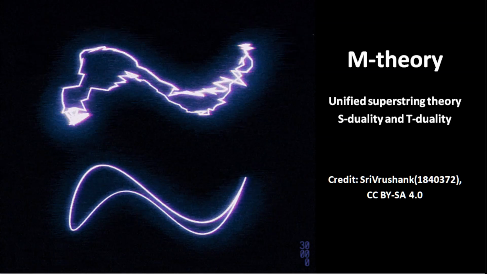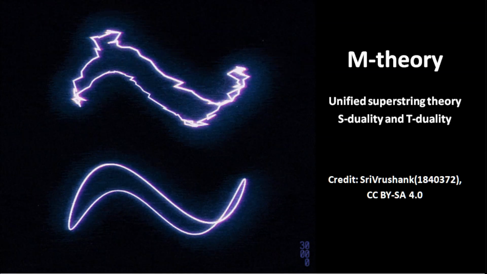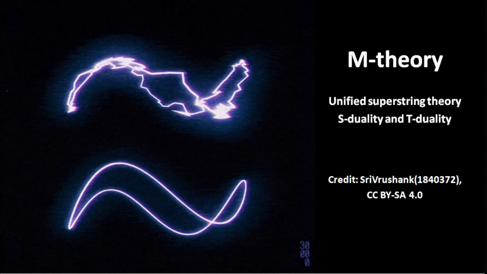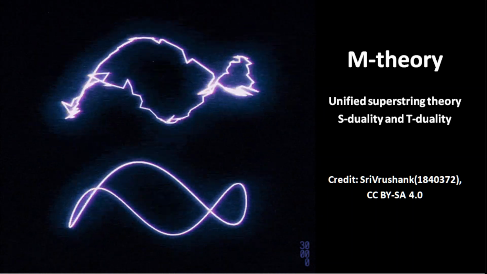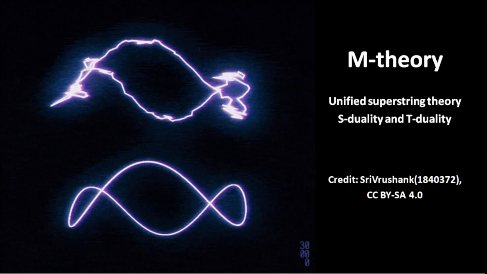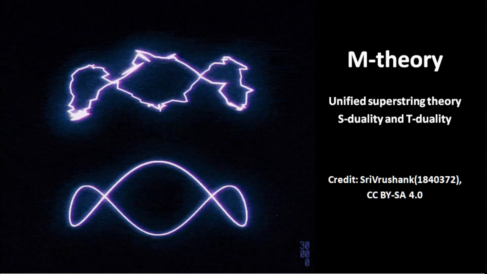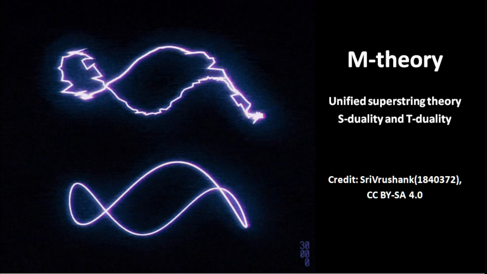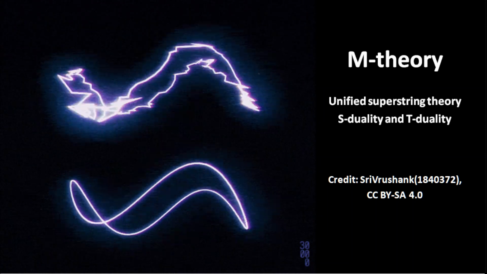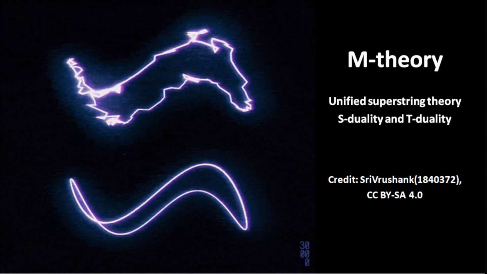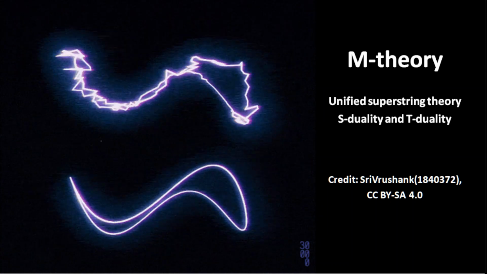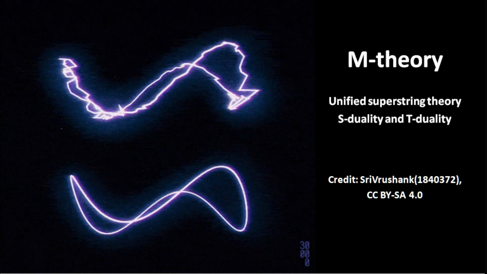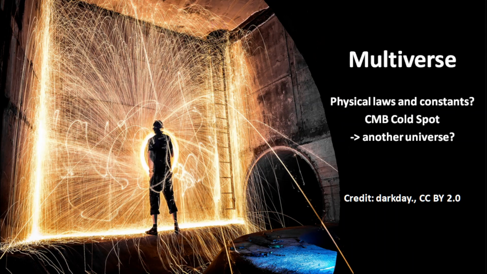M-theory unifies superstring theory with mathematical transformations called S-duality and T-duality. S-duality is a relationship of a collection of strongly interacting particles in one theory. The same particles can be viewed as a collection of weakly interacting particles in a completely different theory. T-duality, also known as target space duality, is the equivalence of two physical theories, which may be either quantum field theories or string theories. Our universe could be just one of potentially infinite universes which make the multiverse.